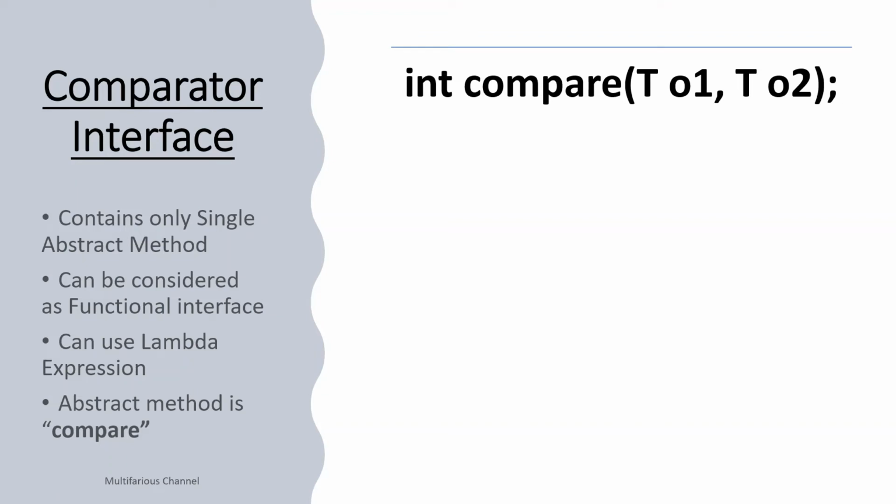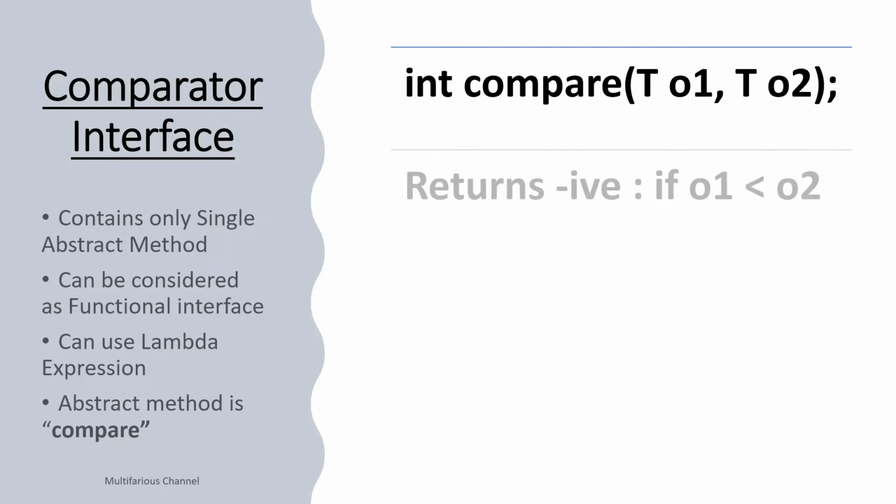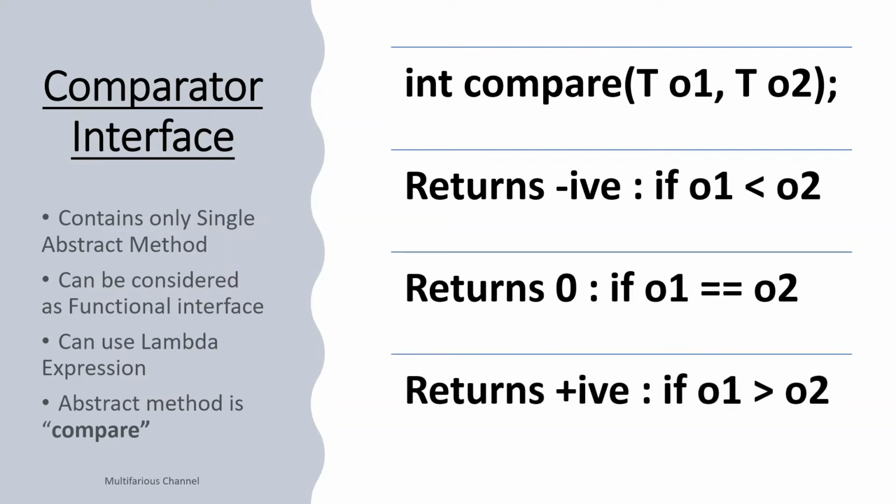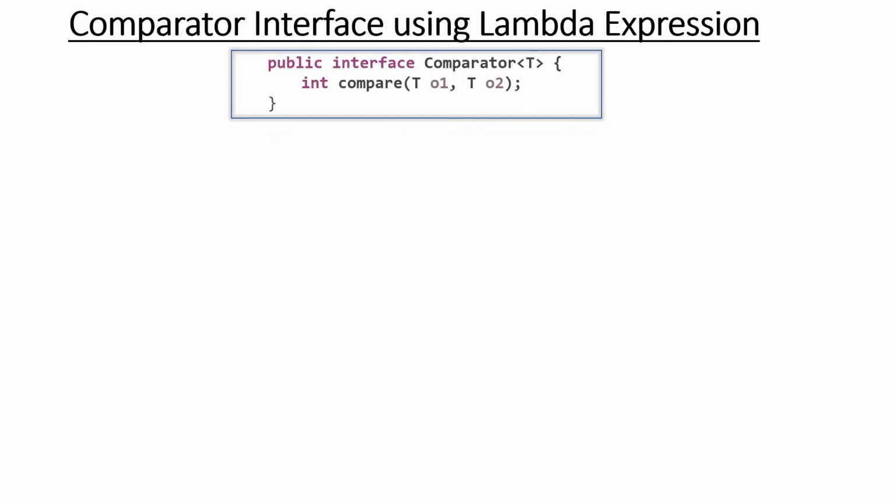int compare(T o1, T o2). This method returns an integer. It returns a negative number if the object 1 should come before object 2. It returns 0 if the object 1 is equal to the object 2. It returns a positive number if the object 1 should come after object 2. So let us see this example of comparator interface to sort a list in a reverse order.